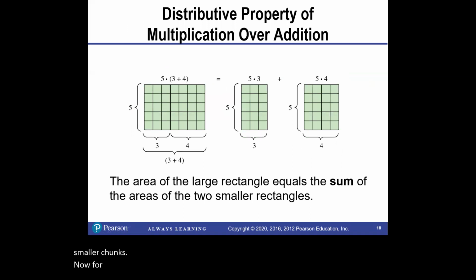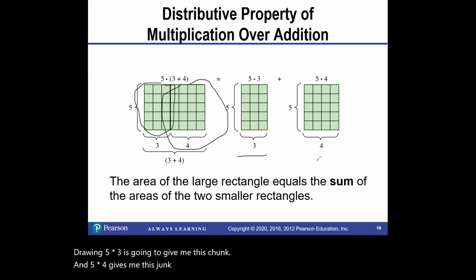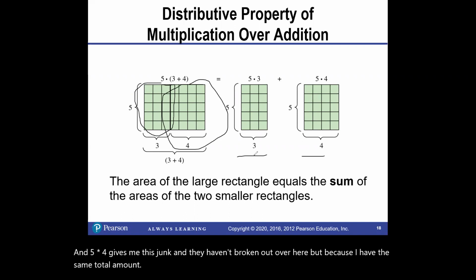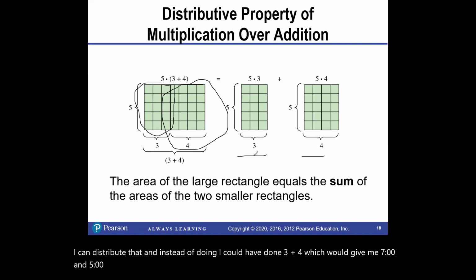Now, for distribution, you can kind of see this. 5 times 3 plus 4 is really do 5 times 3. Changing to my drawing, 5 times 3 is going to give me this chunk. And 5 times 4 gives me this chunk. And they have them broken out over here. But because I have the same total amount, I can distribute that. And instead of doing, I could have done 3 plus 4, which would give me 7. And 5 times 7 is 35. Or I could have multiplied 5 times 3, which is 15, plus 5 times 4, which is 20. Again, we get the exact same value.